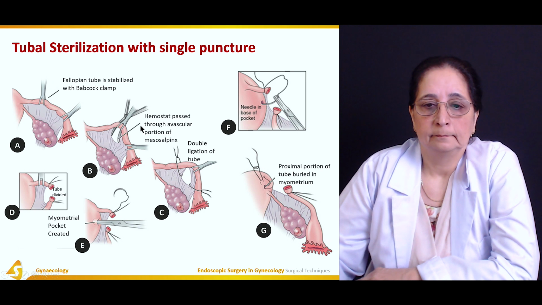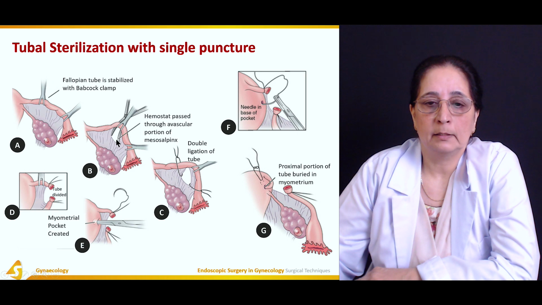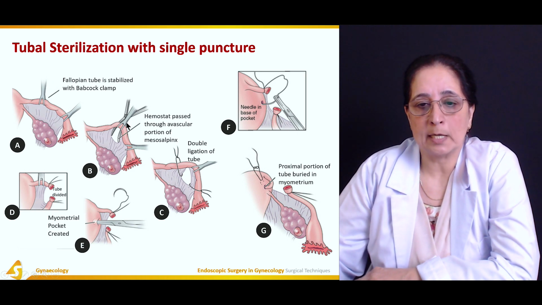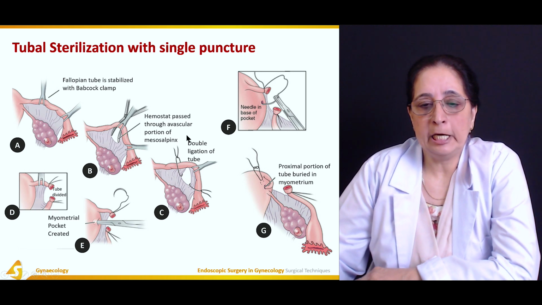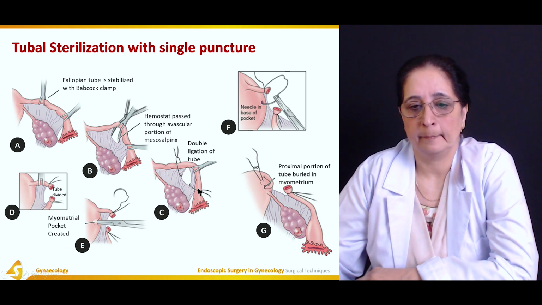Then after this, a hemostat is passed through an avascular portion of the mesosalpinx. Here, hemostat. Hemostat is the instrument used to clamp so bleeding should not occur. So hemostat is used to clamp the bleeding vessel. Then ligation of the tube, double ligation. You can see here, it's ligated here, and then it's ligated here. This is the hemostat clamp. This is double ligation.